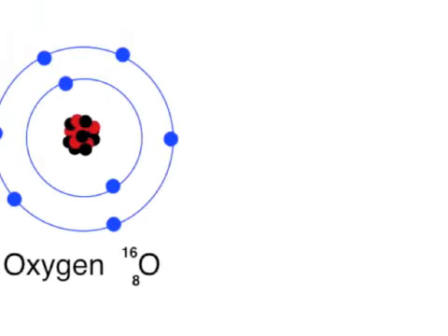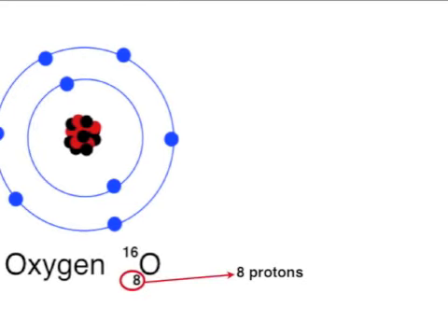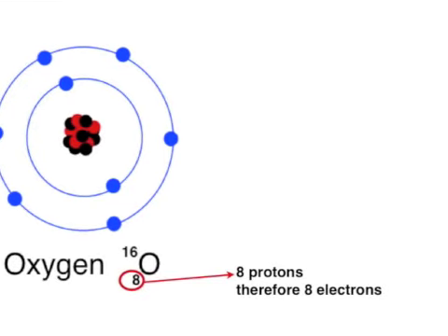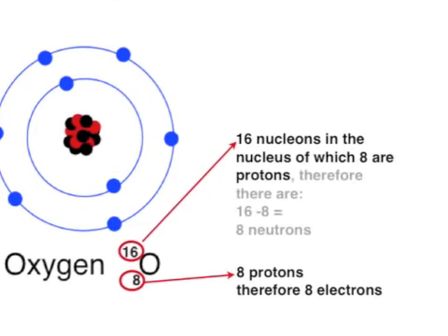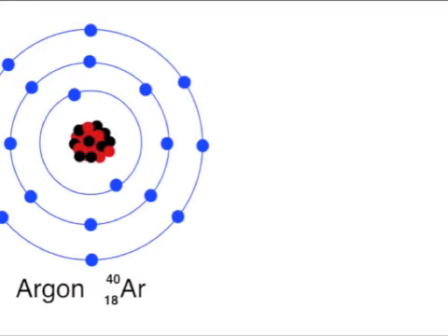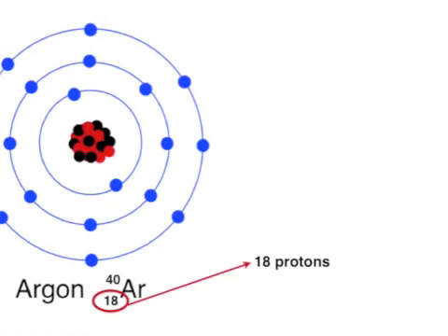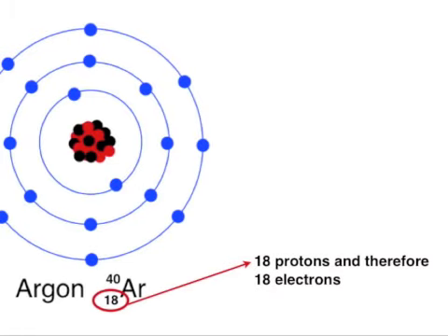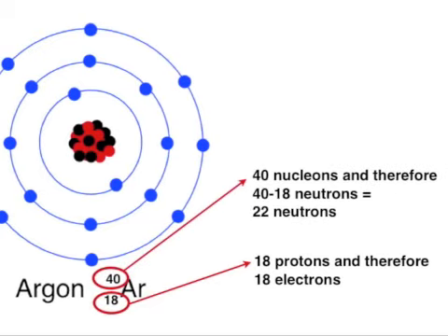The oxygen atom shown here has 8 protons in its nucleus and therefore must have 8 electrons. The nucleon number is 16. Since 8 of those are protons, the other 8 must be neutrons. The final example is argon. It has 18 protons in its nucleus and therefore again 18 electrons. The nucleon number is 40. We know that there are 18 protons and therefore there must be 40 minus 18, that is 22 neutrons. Larger atoms have always got more neutrons than protons.